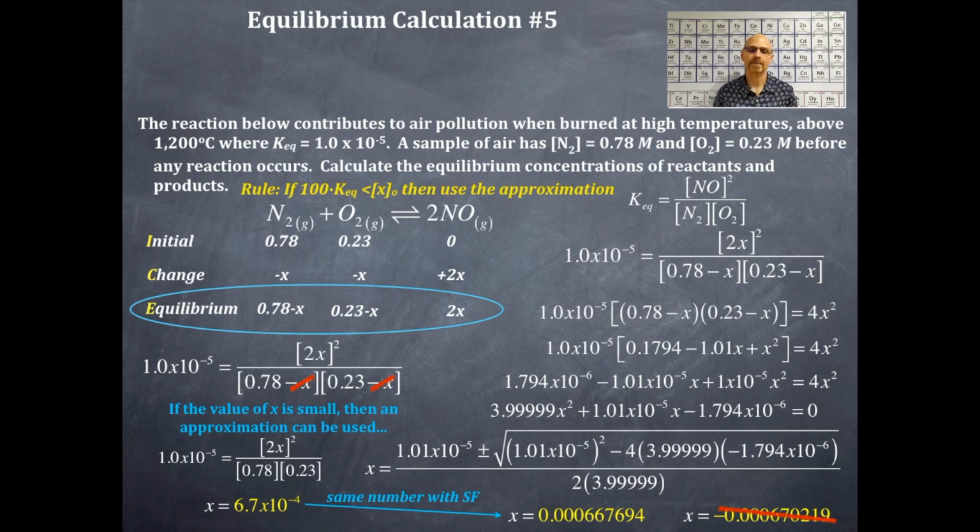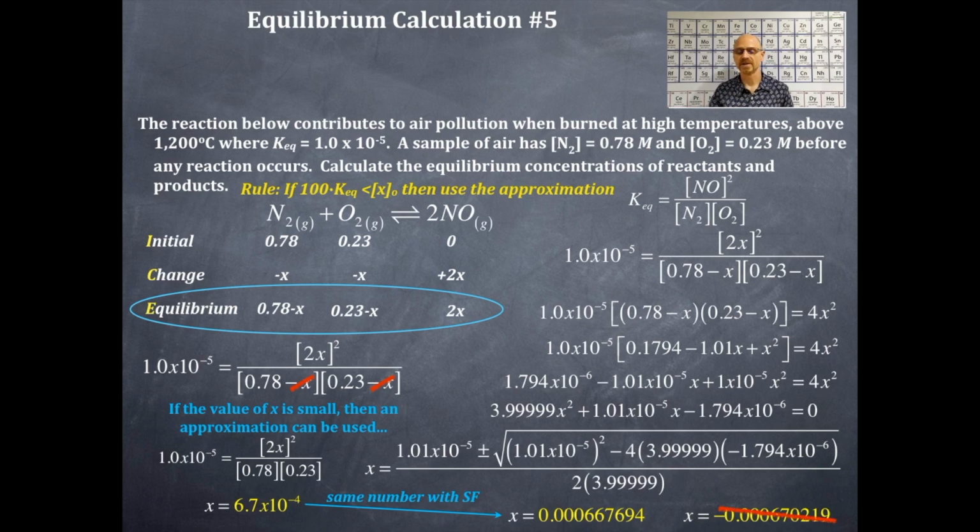So 100 times 1.0 times 10 to the negative 5 is 1.0 times 10 to the negative 3. Is 1.0 times 10 to the negative 3 less than 0.78? If that's the case, I did correctly get rid of the minus x term. I'm going to ask the question again: is 1.0 times 10 to the negative 3 less than 0.23? If the answer is yes, then I'm going to get rid of the minus x term, and therefore I am going to solve for x, getting rid of those two minus x terms in the denominator, and I'm going to get the 6.7 times 10 to the negative 4. Perfect, it works. That is a fantastic thing.